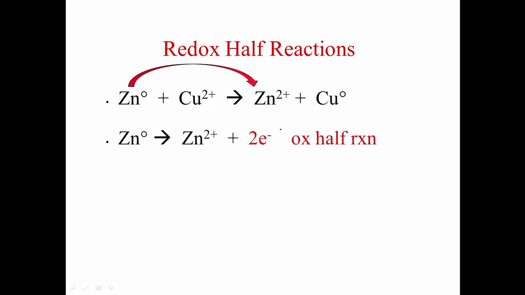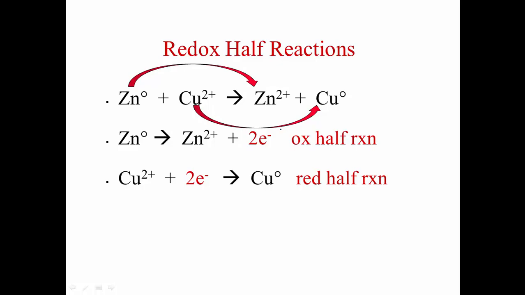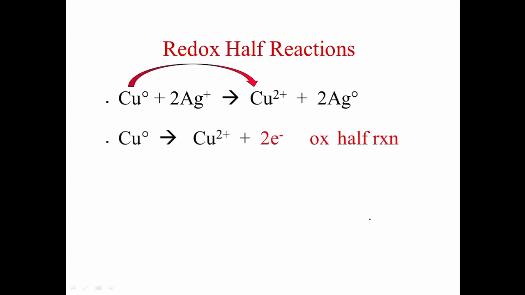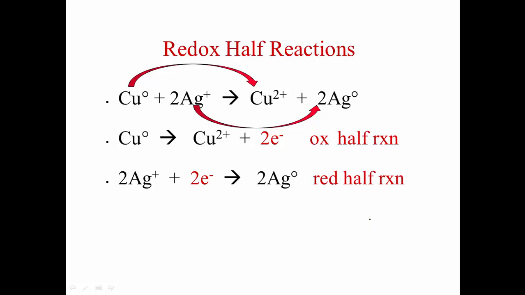Zinc was oxidized, copper was reduced. Again, a nice equal transfer of those electrons. If someone were to ask you how many electrons were transferred, you would say 2, not 4. These electrons are those electrons. You can't have oxidation without reduction taking place. Something has to take those electrons from the zinc. Copper, again, has been oxidized, and silver is reduced. Notice here, the silver, we've had to add that 2 to balance the half reaction of silver.